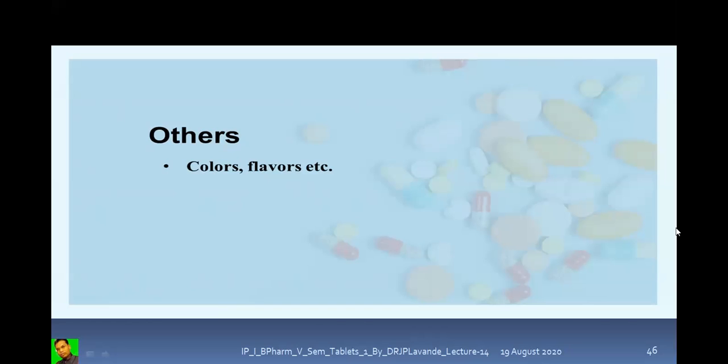In addition to all these, we require other excipients, which are the coloring agent, flavoring agent, and wherever required, a sweetening agent in order to mask the taste and the odor and to improve the acceptance of the tablet formulation.